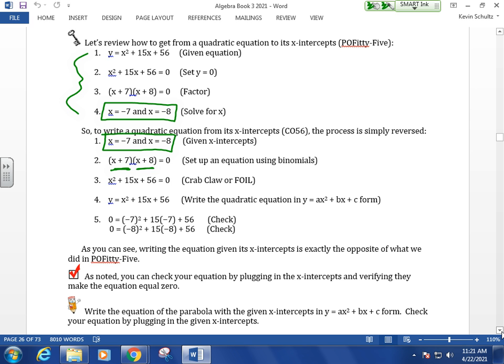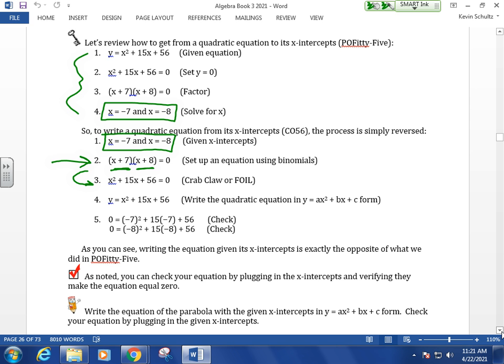And from here, from our two sets of parentheses, x plus 7 and x plus 8, what's our method to get back to the original quadratic equation? Julia? Using what method? Crab claw or box or foil, all those glorious things we learned back in PO45.